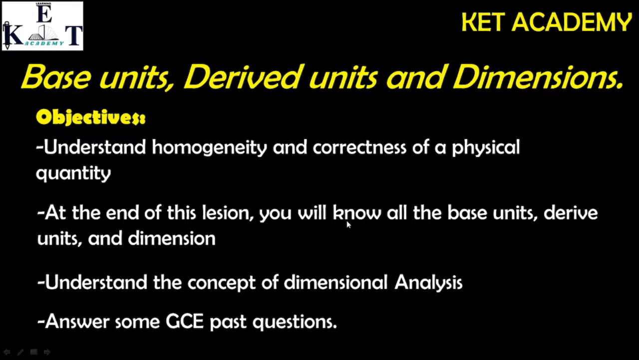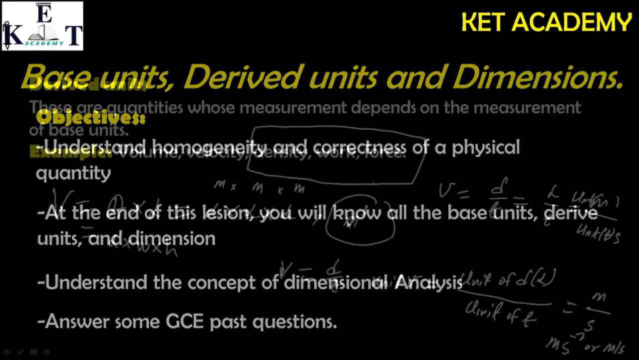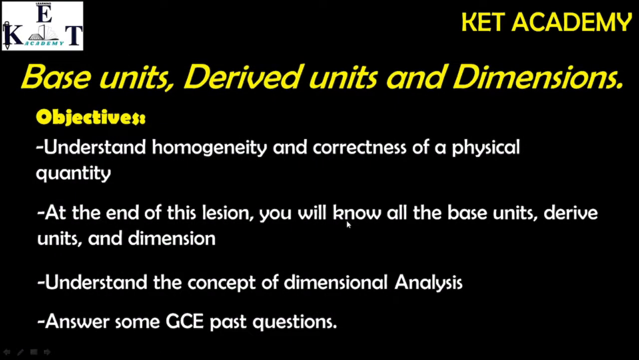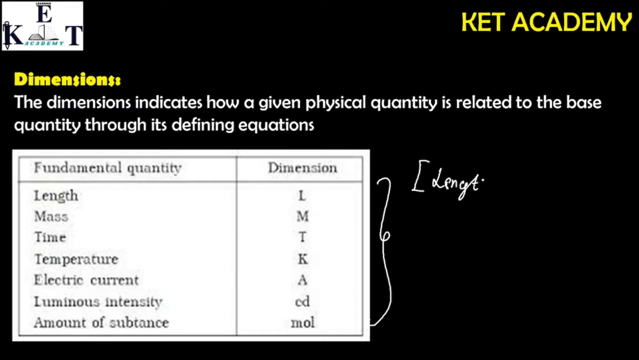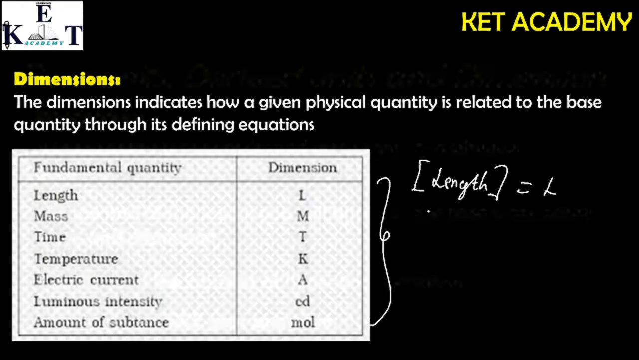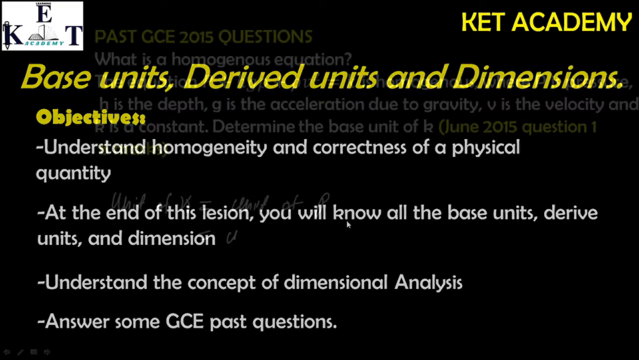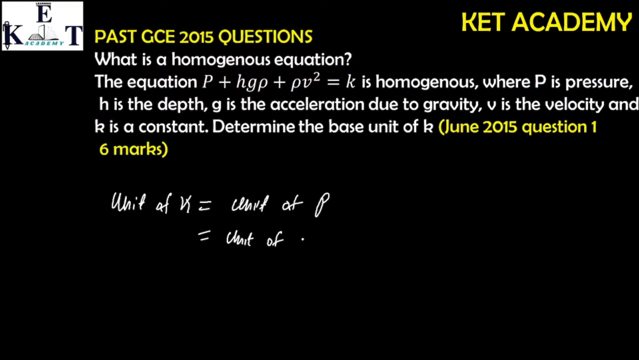So we are going to be looking at base units, derived units, and dimensions. Some of the objectives of this video are that we are going to understand what homogeneity is and the correctness of a physical quantity, and we're going to know some basic definitions like base unit, derived units, and dimension. We're going to understand the concepts of dimensional analysis, and we're going to wrap it up with some GCE past questions. It means we're going to provide the solution to some of these GCE past questions.